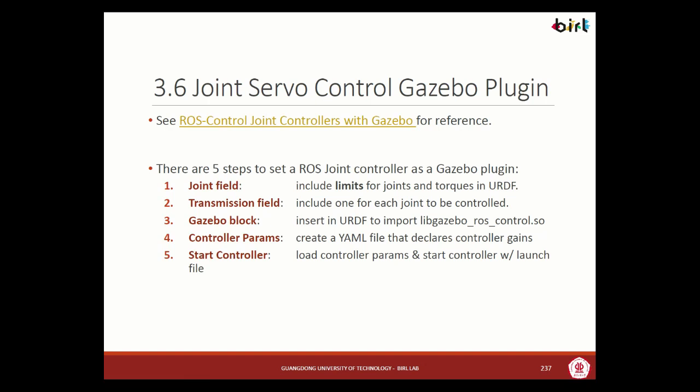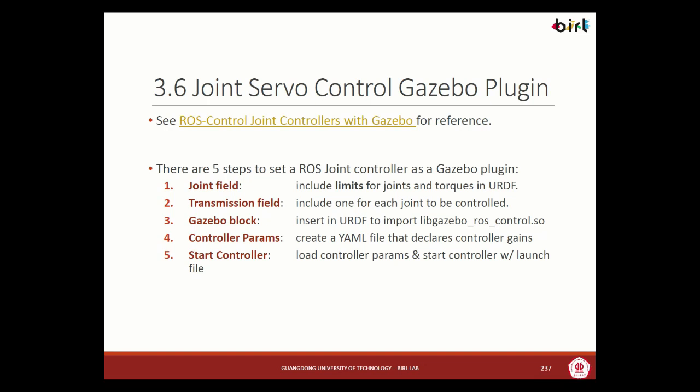And right now what we're going to need to do is do 5 steps to set the ROS joint controller as a plugin in Gazebo. Number 1, in the URDF file, we need to include limits for 2 things, the joints and the torques. Otherwise, this plugin will not work. In the URDF file, we need to say for every joint that we have, what are the limits of that joint? Normally, you would have that information available from the manufacturer. Also the torque limits.